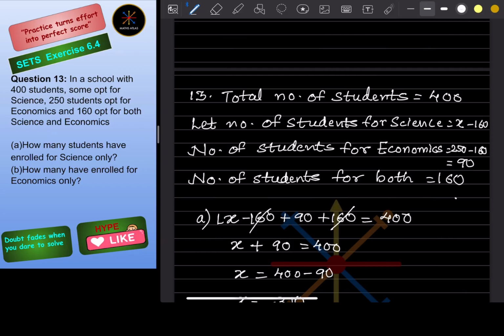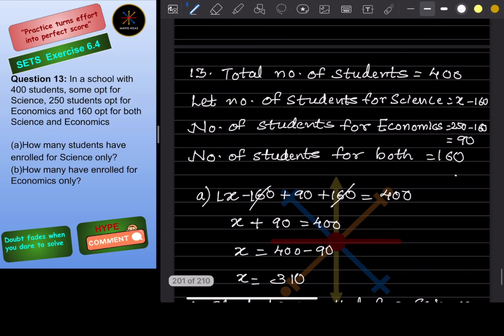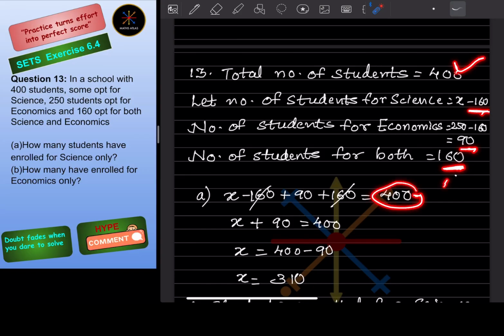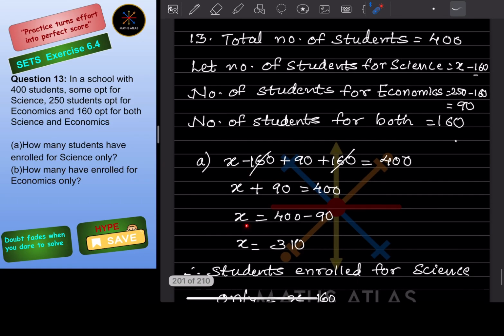So now we'll see how many students are enrolled for science. So here we can write x minus 160 plus this 90 and this 160. So this total is given as 400. So minus 160 plus 160 gets cancelled out. So this is going to be x plus 90 equals 400. So x will be 400 minus 90. So x is going to be 300.